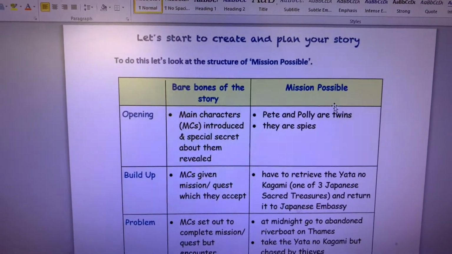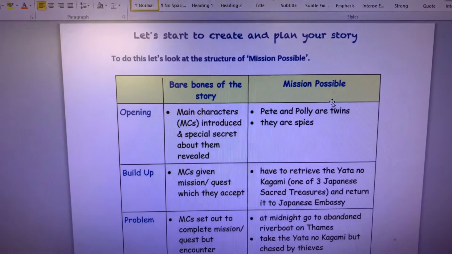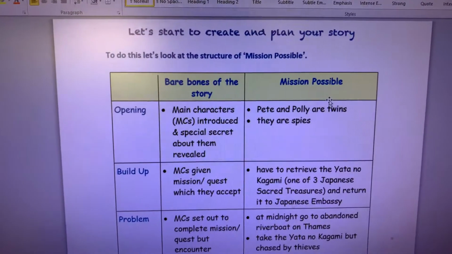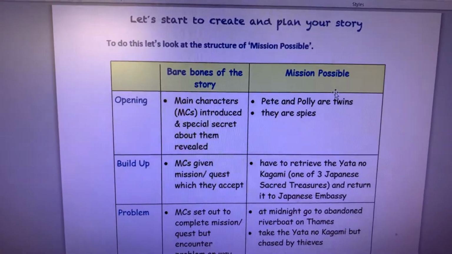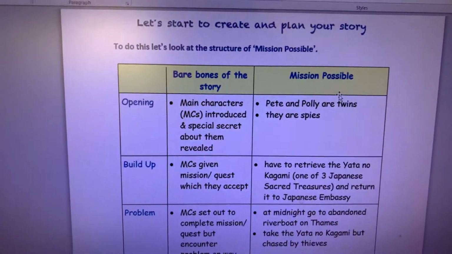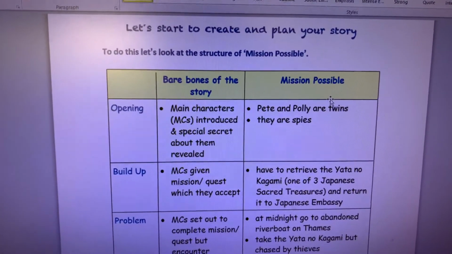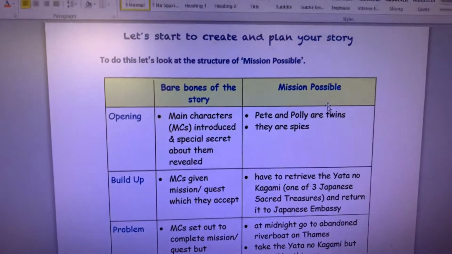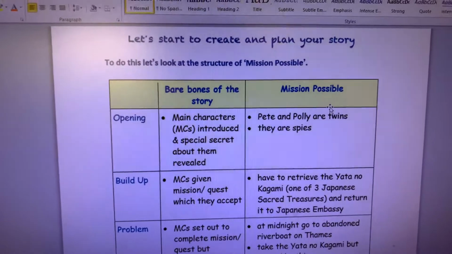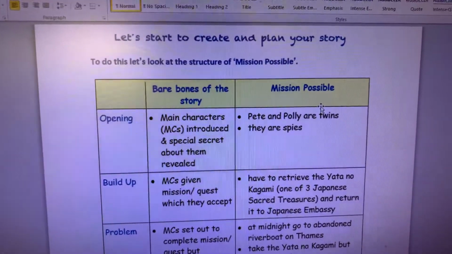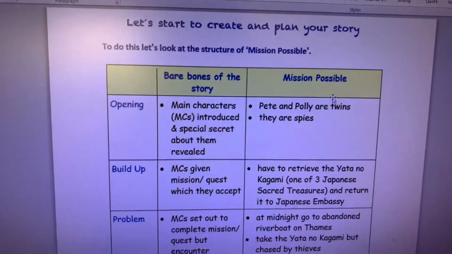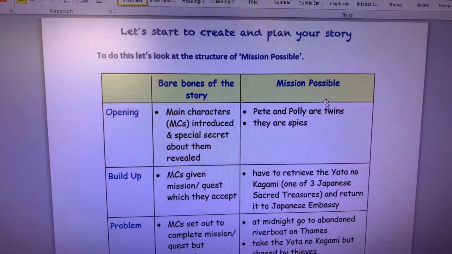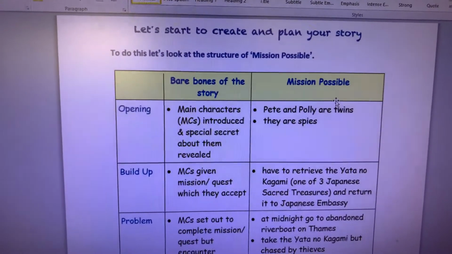Okay, everybody, good morning. Now, for some of you, you'll be thinking, yes, I cannot wait to get started to write and create my plan for my story about spies. Some of you will be thinking, oh my gosh, I haven't got a clue what to write. So, I'm going to just go over how we would start and how we look at structuring a plan. And then I've got some ideas at the end that may help you.